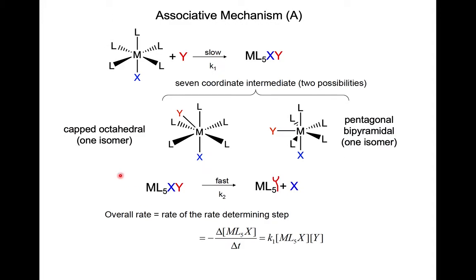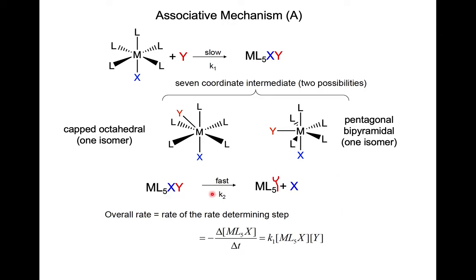We have our octahedral ML5X species. It reacts with Y to form an ML5XY species. Again, don't worry too much about these; these are two extreme cases of what that could actually look like. ML5XY then undergoes a fast step to lose X. So the slow step is picking up Y, the fast step is losing X.